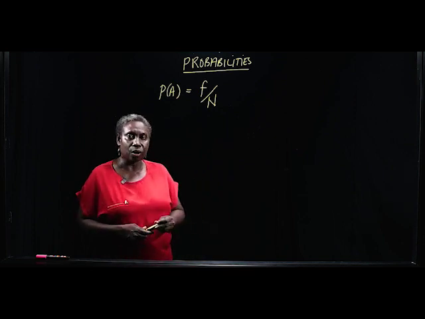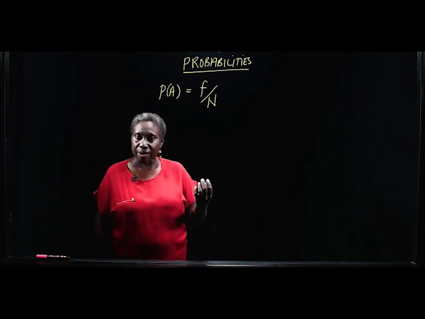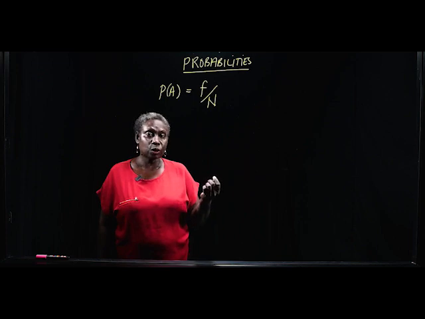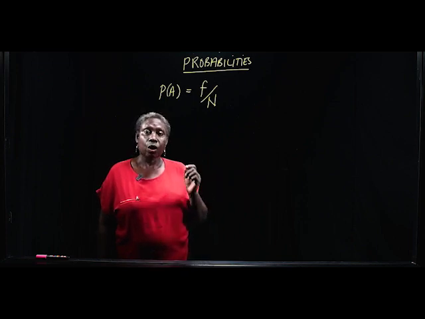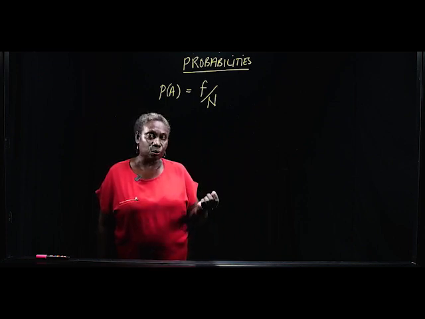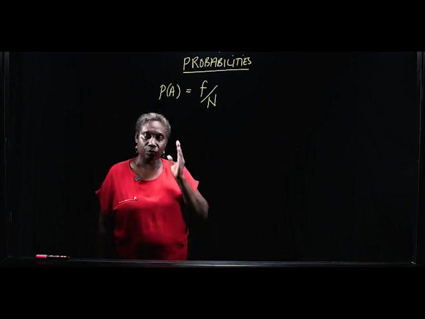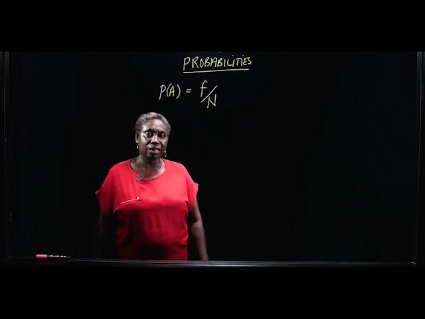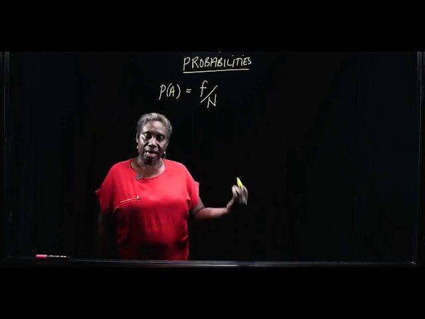We have an example where we have a coin. A coin has two sides, the tail and the head. So we know that the total possible outcomes of tossing a coin is 2. The probability of getting a head is only 1 because we have only one side of the coin, and the probability of getting a tail is only 1 over 2.